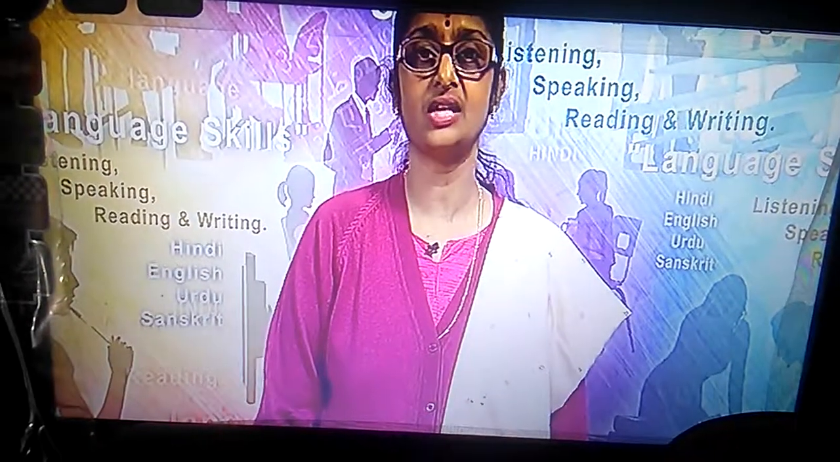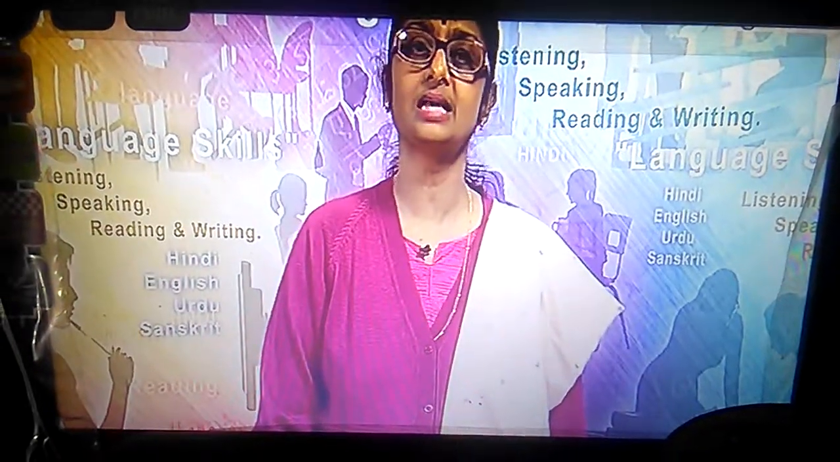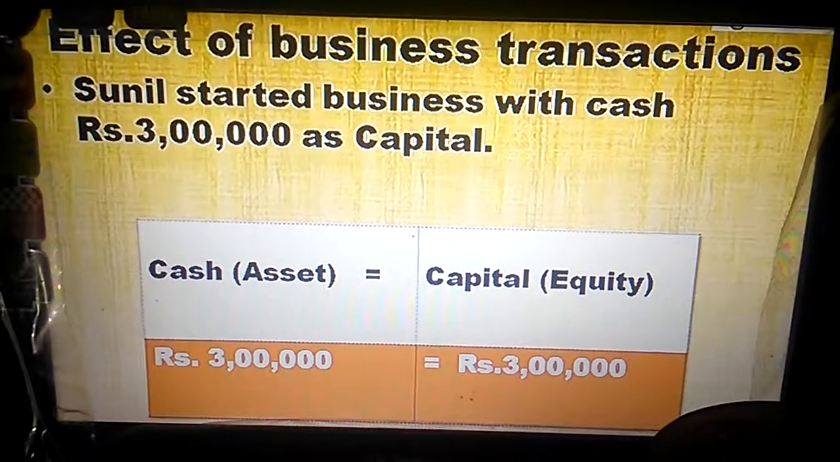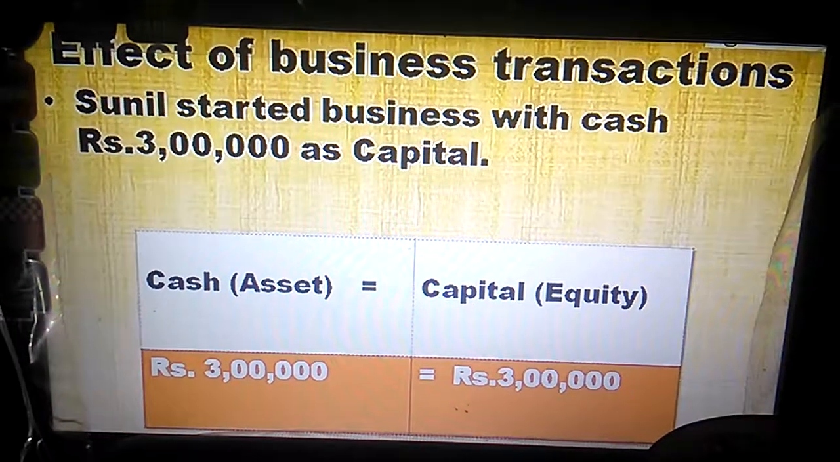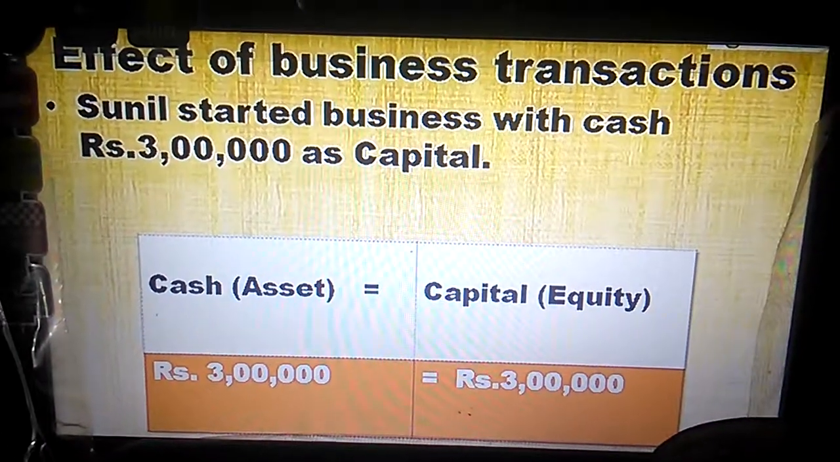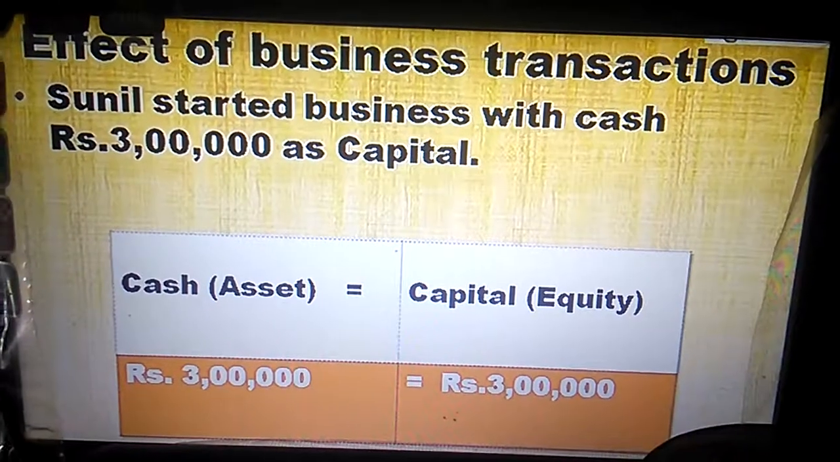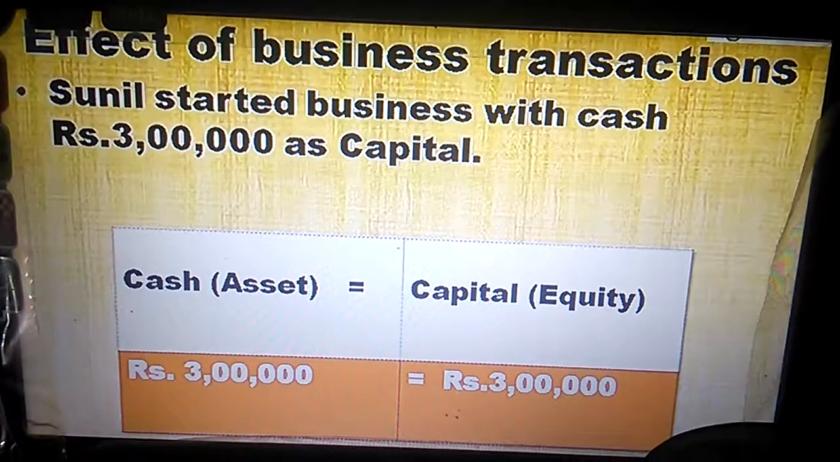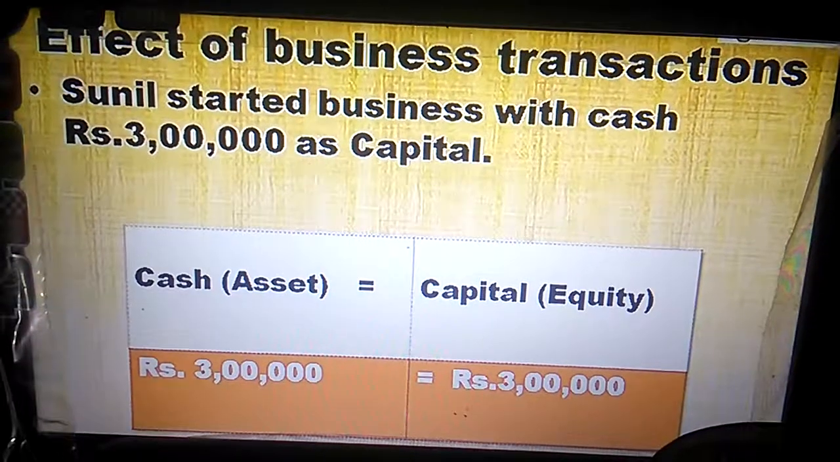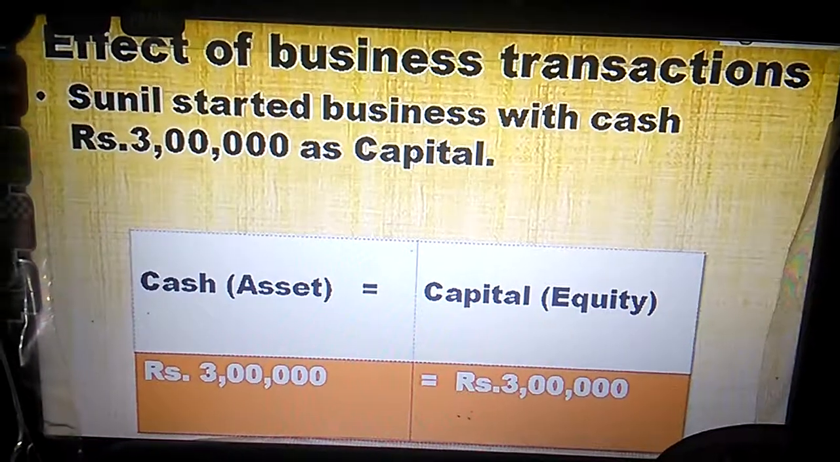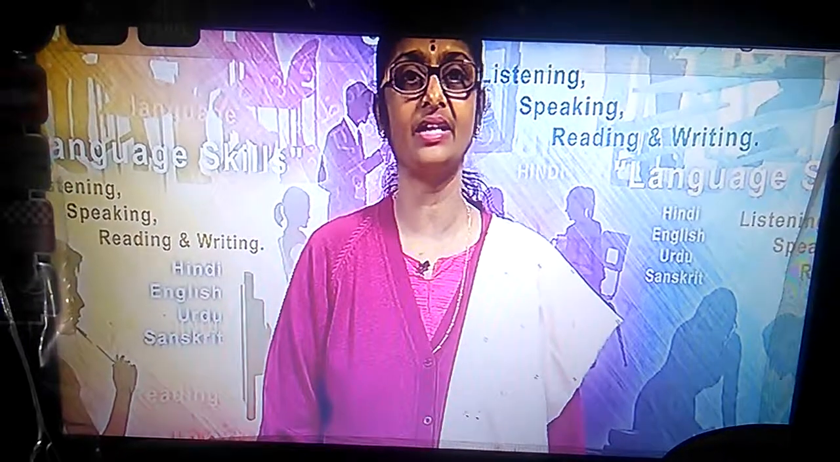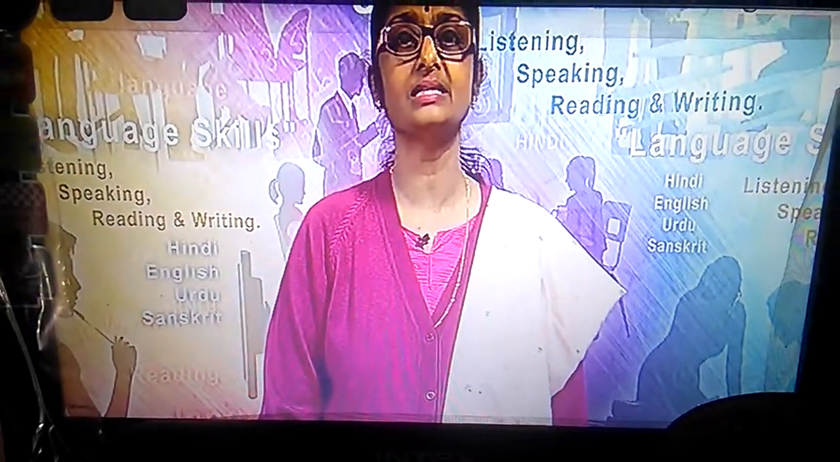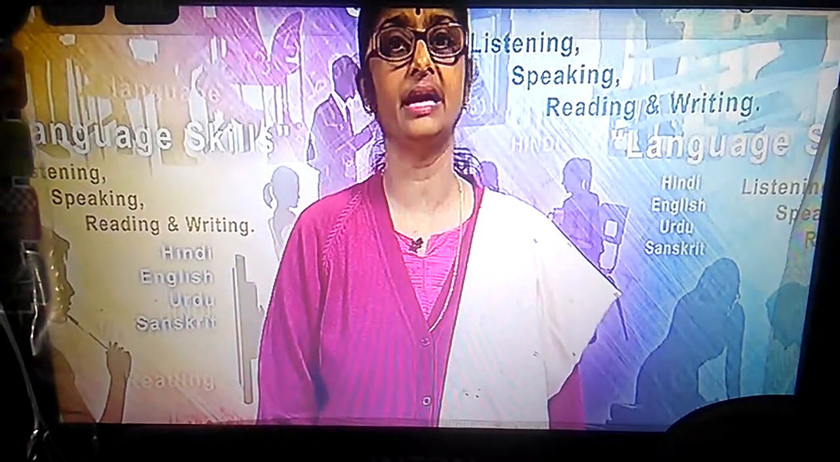Here is a transaction. Sunil started business with cash rupees 3 lakh. So this is the capital. Let us see the effect of this business transaction in the accounting equation. Cash of rupees 3 lakh is coming inside the business in the form of capital. So the accounting equation is satisfied here: assets equals liability plus capital. On both sides we have 3 lakh.